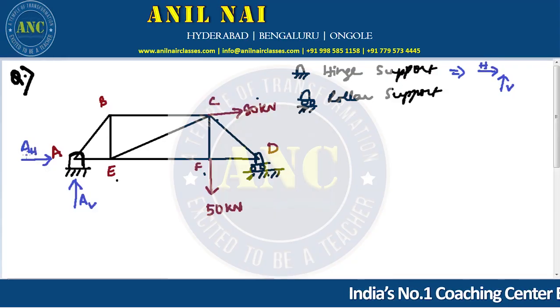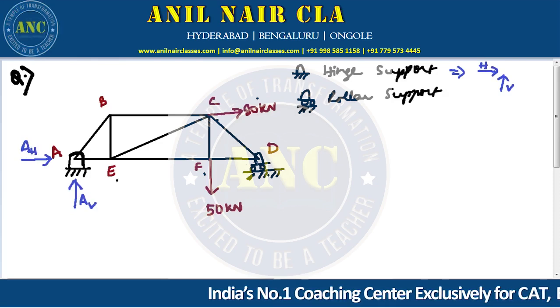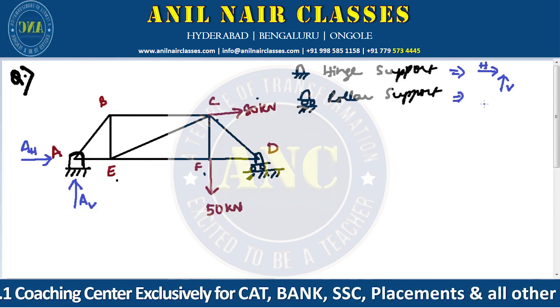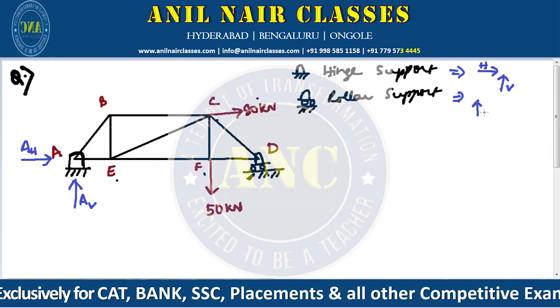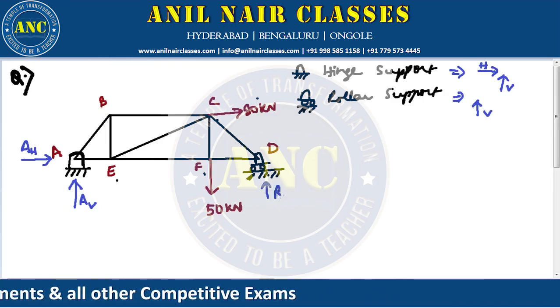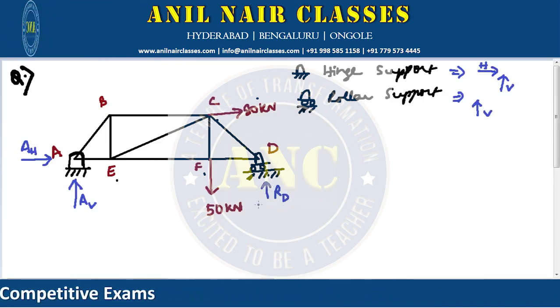This is horizontal, right? Now similarly D is with a roller support, and whenever there is a roller support, there is only one reaction, that is in vertical direction. So this will be RD. Let us say I have taken this as RD.